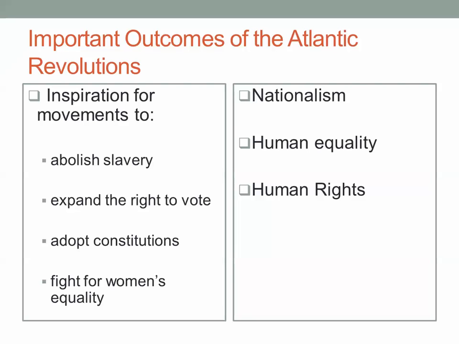And also the idea of human equality. This idea of human equality will be found in feminist, socialist and communist movements. The United Nations adopted the Universal Declaration of Human Rights in 1948, and that declaration was modeled after the French Declaration of the Rights of Man and Citizens.